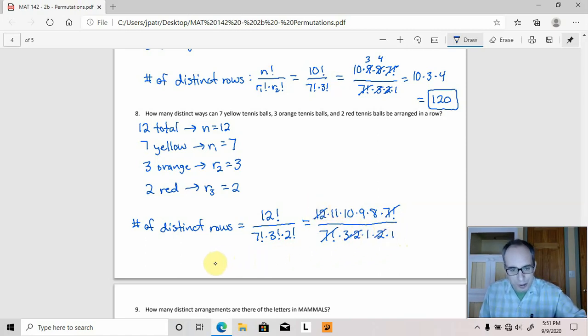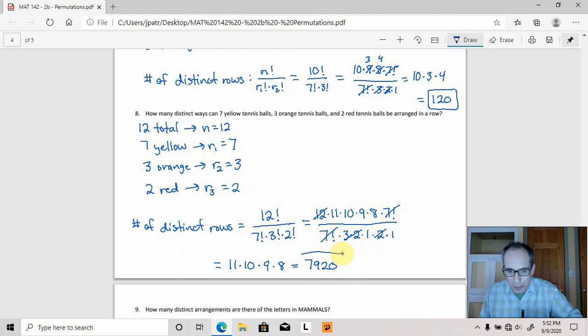And then what we're going to be left with is 11 times 10 times 9 times 8, which is, let's see, that's 110 times 72. So that's 7,200 plus 720. Let's see. Am I thinking about that right? Okay, 7,920. Yeah, that's it.